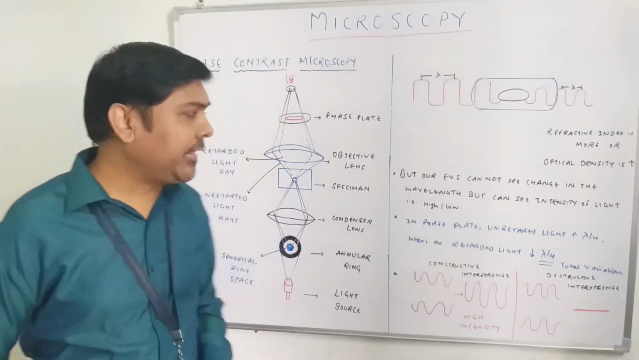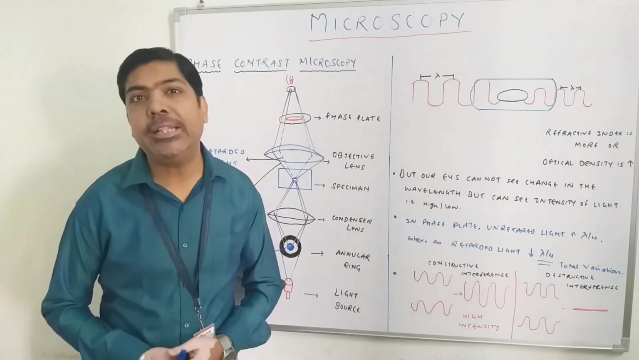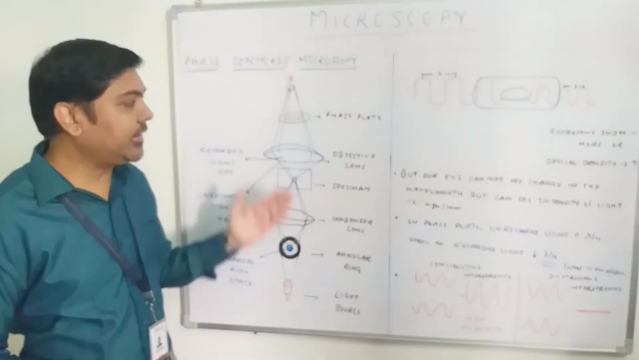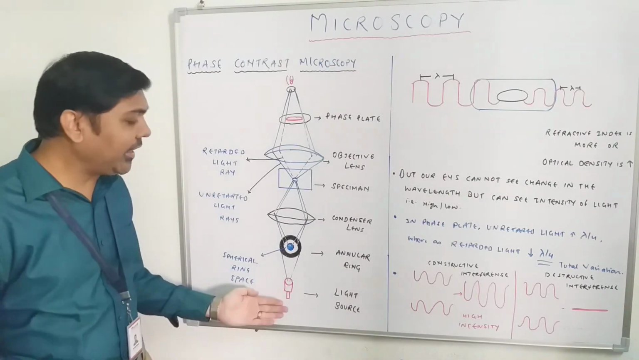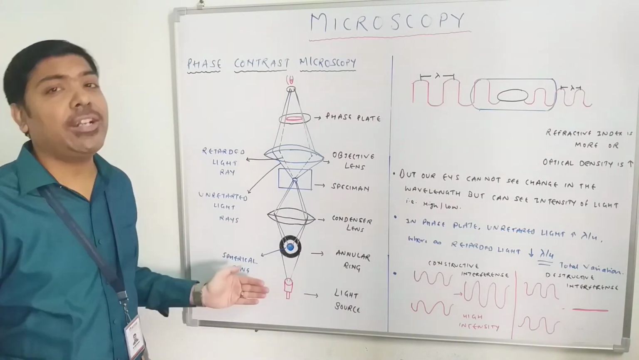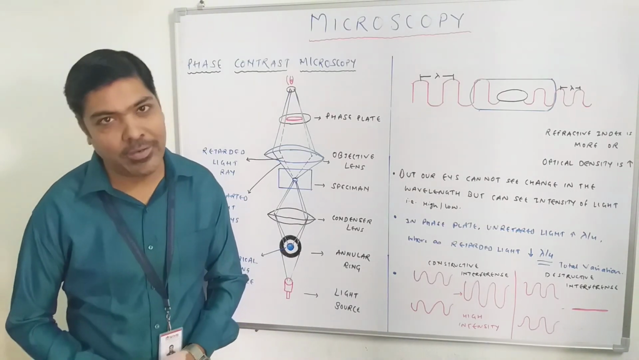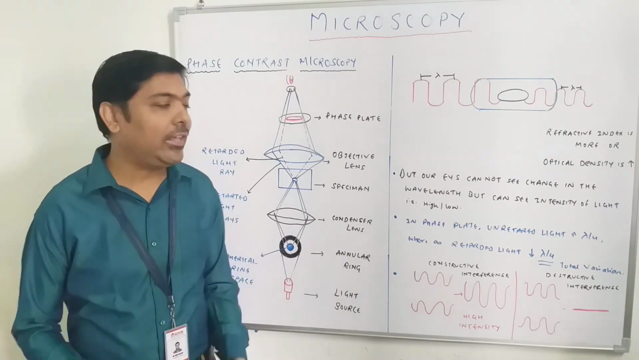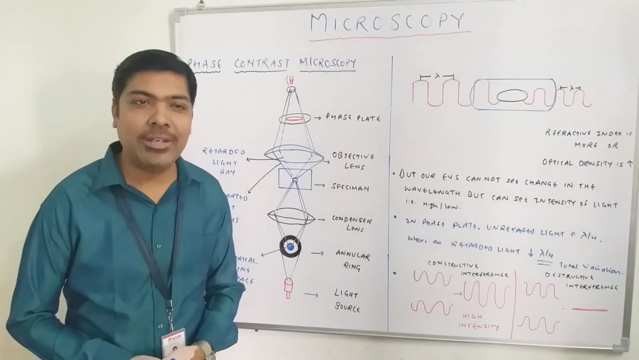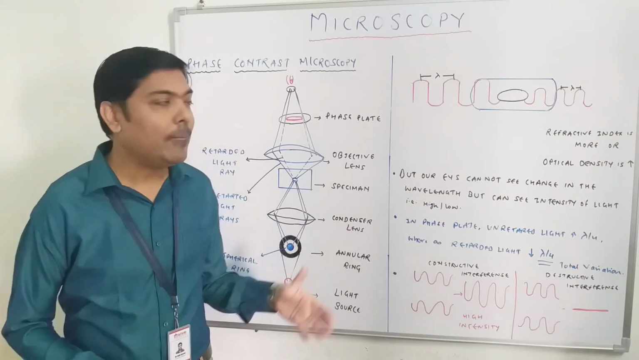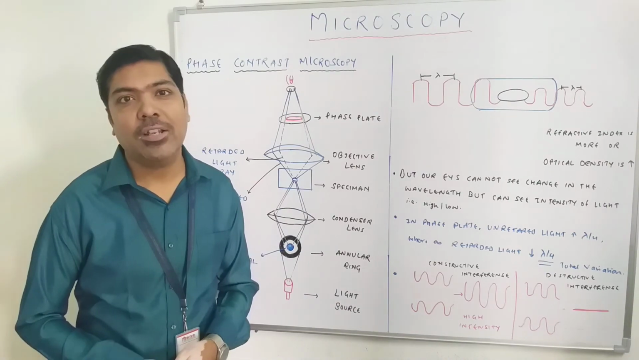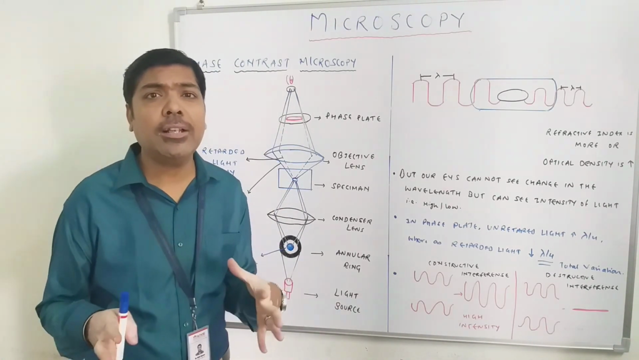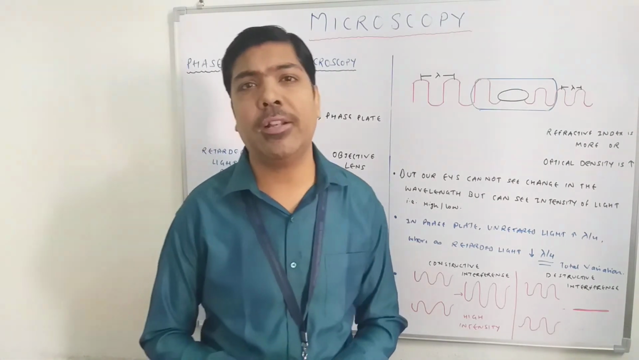Now coming to the basic layout of phase contrast microscopy. As you can see in this diagram, this is the basic arrangement: initially it has the light source, then the annular ring, then the condenser lens, then the part where we keep the specimen, that is the specimen holder cell, then the objective lens, and at the end we have the phase plate. So this is the basic layout or arrangement of the phase contrast microscope.